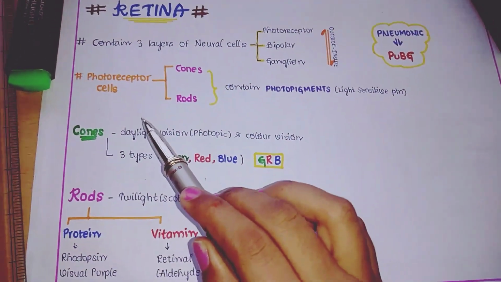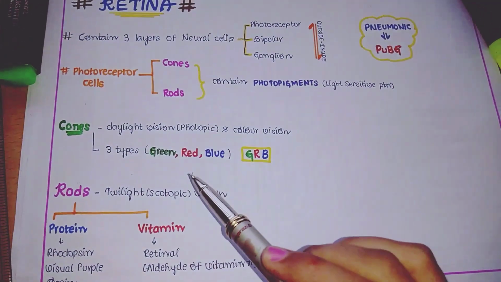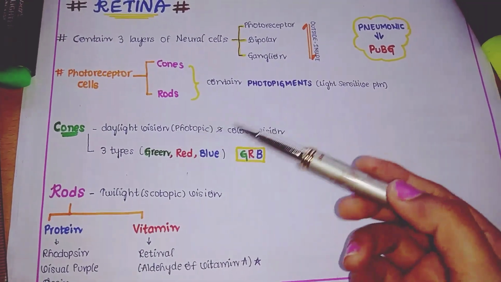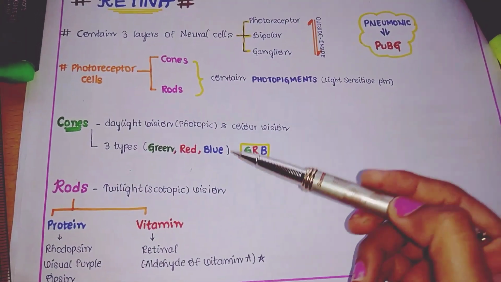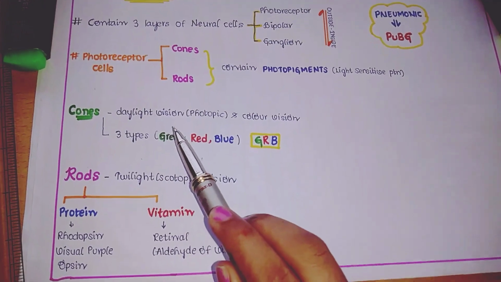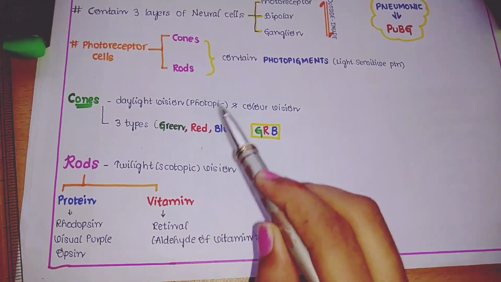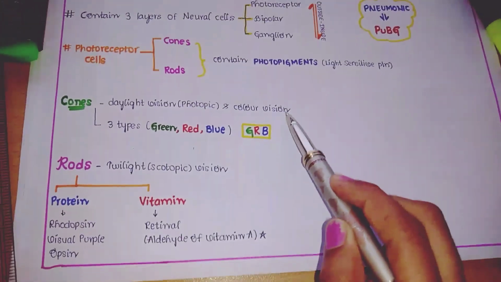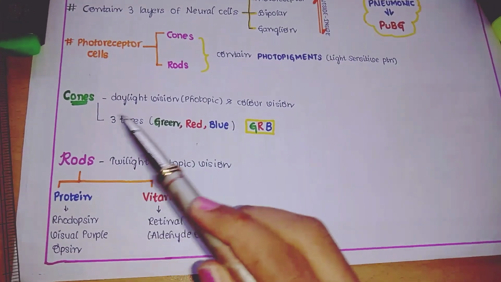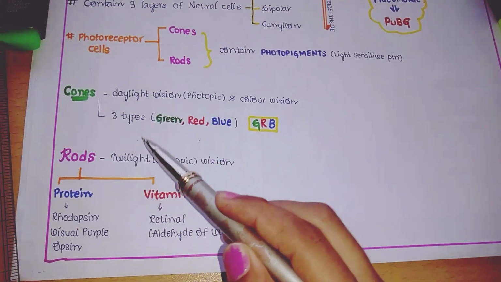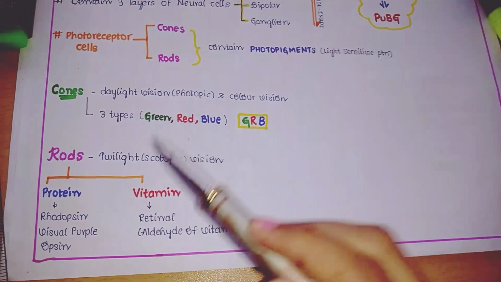The photoreceptor cells are of two types, the cones and rods. These cells contain different light-sensitive proteins known as photopigments. The cones are concerned with daylight vision, or photopic vision, meaning focus vision, and color vision. In the human eye, there are three types of cones with different photopigments that respond to green, red, blue light.